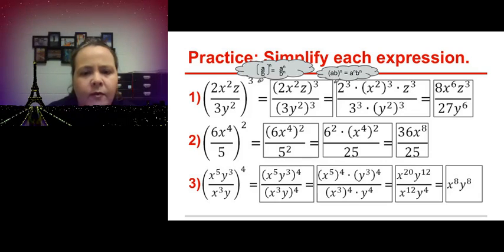And then here we can simplify again using division. So 20 minus 12 gives us 8, so we have x to the 8. And 12 minus 4 also gives us 8, so we have y to the 8. Therefore, our final answer is x to the 8 y to the 8.